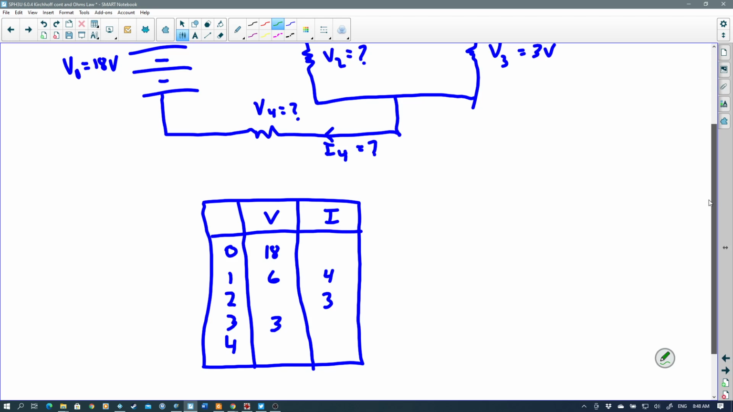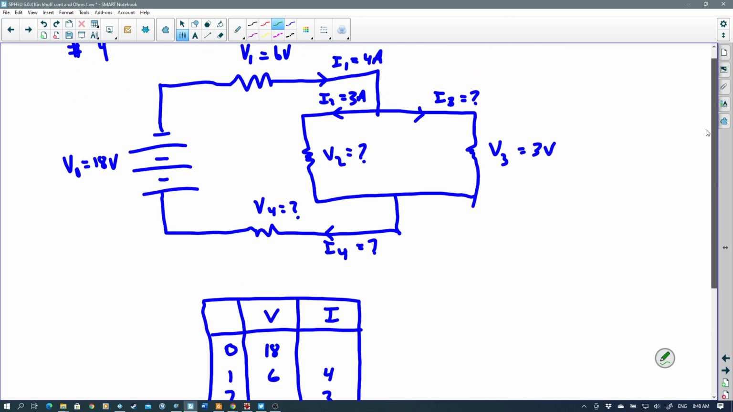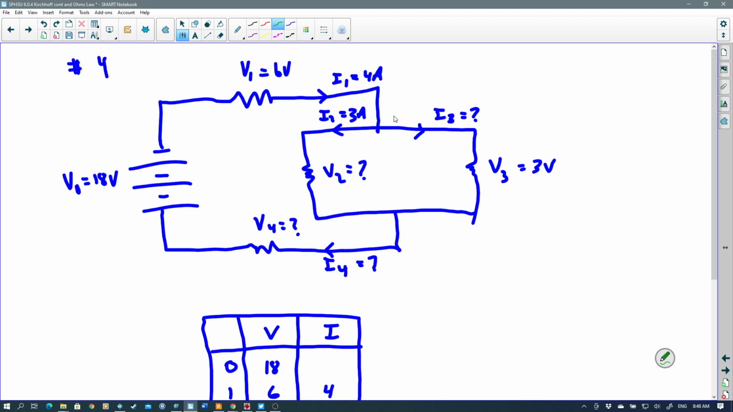Okay, so if we take a look at this, I mean, there's multiple ways that we can start, but I think what I would start with is this junction right here, because we can see that there's 3 amps going this way, and one of the values that we're looking for is this current here, which we don't know, but we do know that the amount of current coming in was 4 amps.